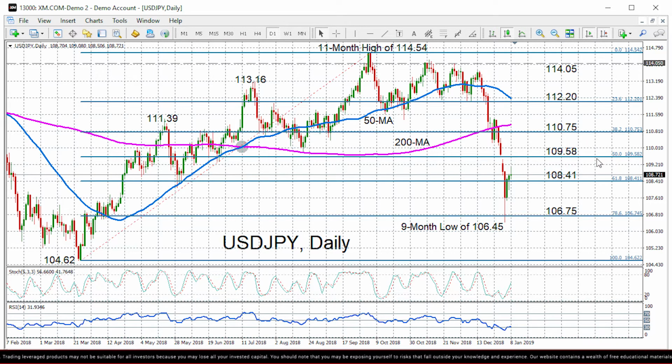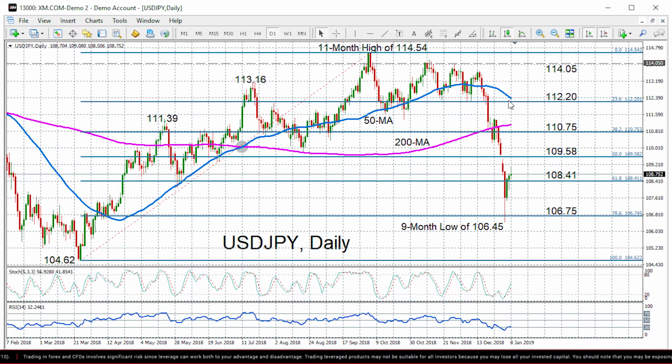We would need to see dollar yen climbing above the 50% Fibonacci retracement level of the uplift from 104.60 to 114.54 in order to see more convincing signs of a sustainable recovery. So that 50% Fibonacci comes down at 109.58, and then we've got the 38.2% Fibonacci at 110.75. However, if we were to see a shift back to strongly bullish bias, we would need to see the pair recovering above 112.20. That's the 23.6% Fibonacci, and is just below the 50-day moving average.